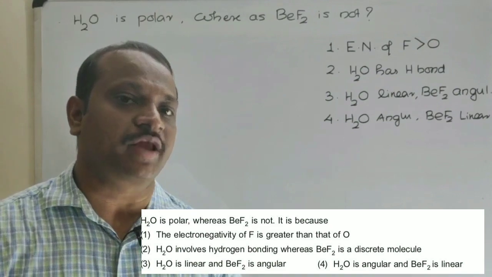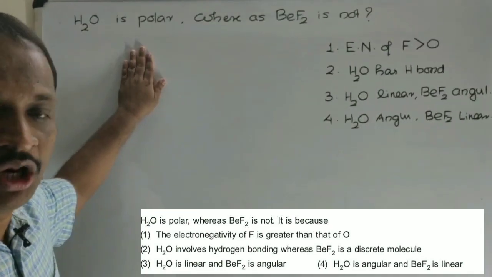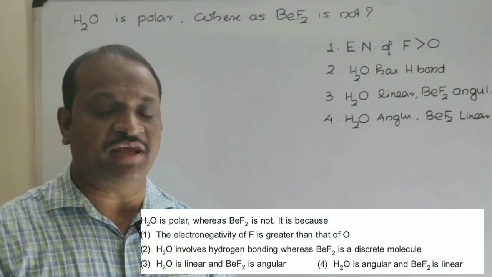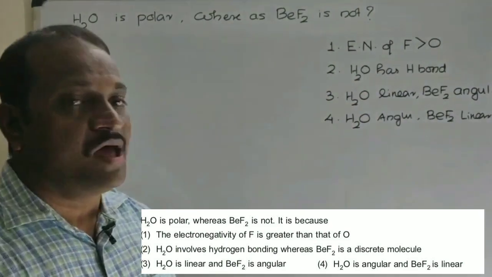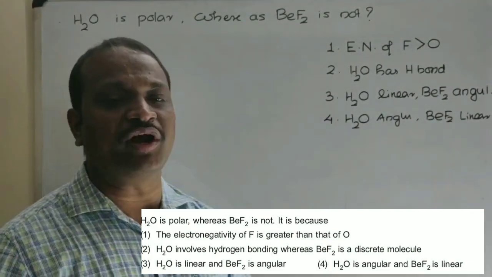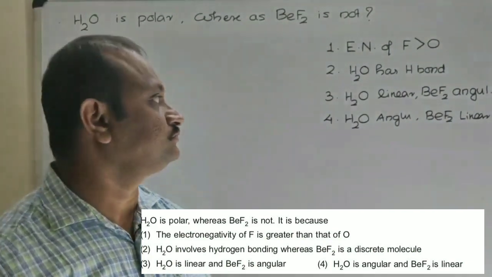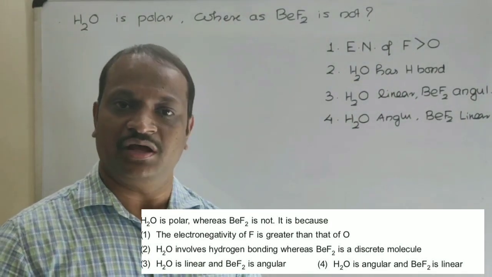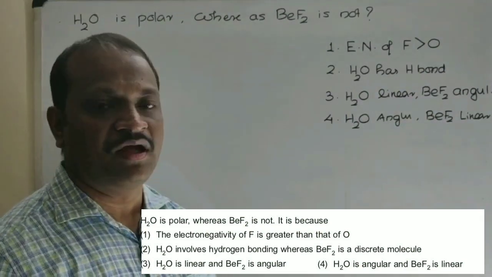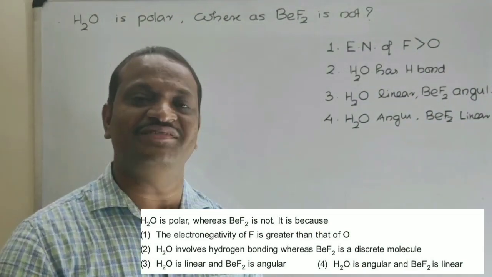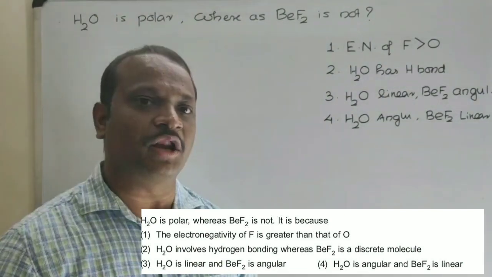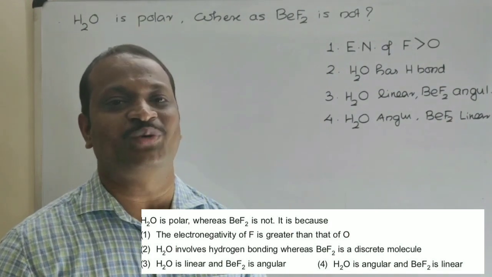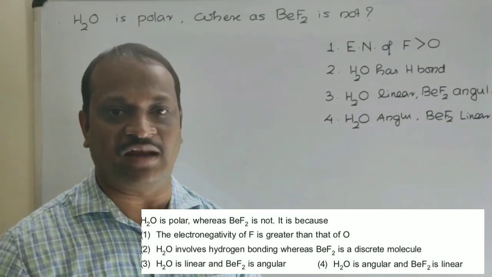Let's listen to the question carefully. Water is polar, whereas BeF2 is not. Actually, they had given options, you can see here. Electronegativity of fluorine is greater than that of oxygen. Water has hydrogen bond, whereas BeF2 exists as discrete unit. Water is linear, BeF2 is angular. Water is angular, BeF2 is linear. I think there is not much worry about the answer. Answer you can select out.